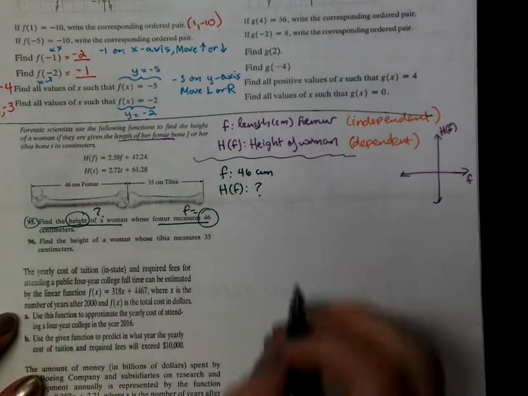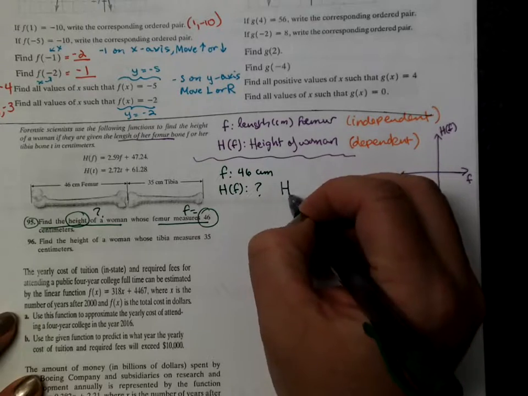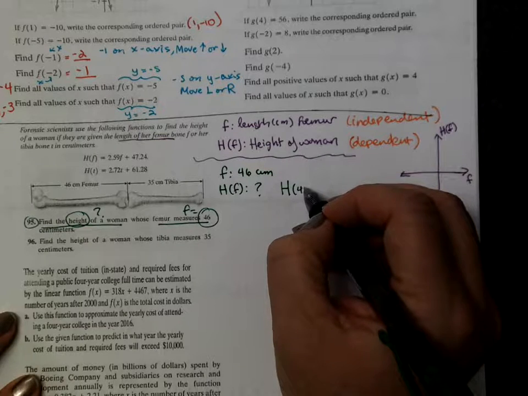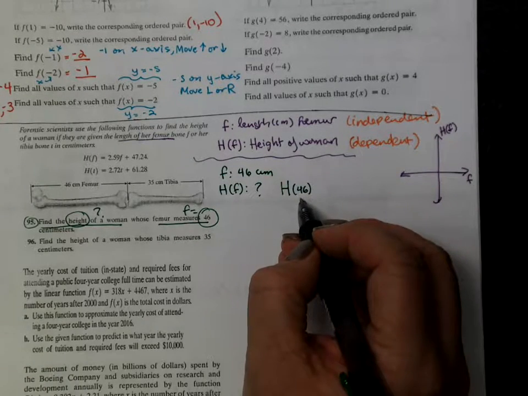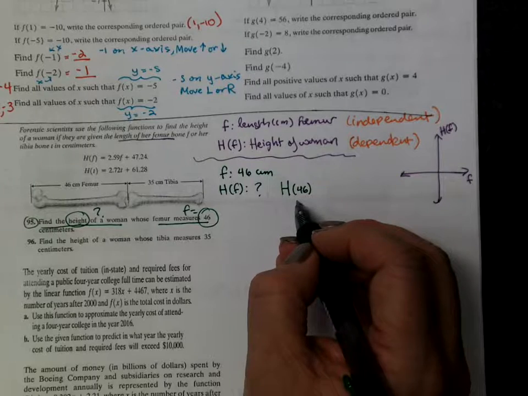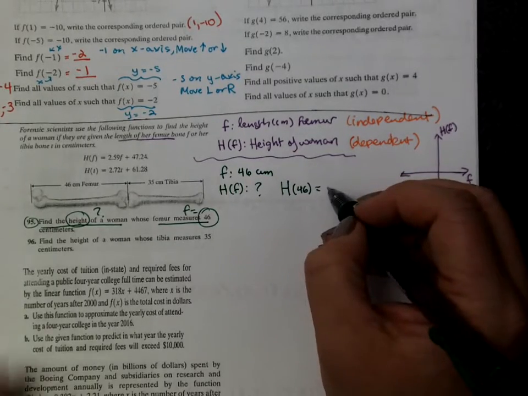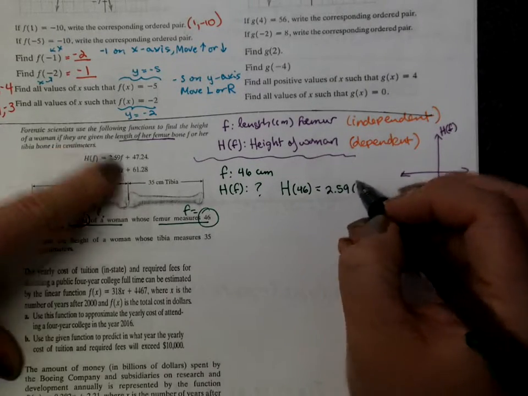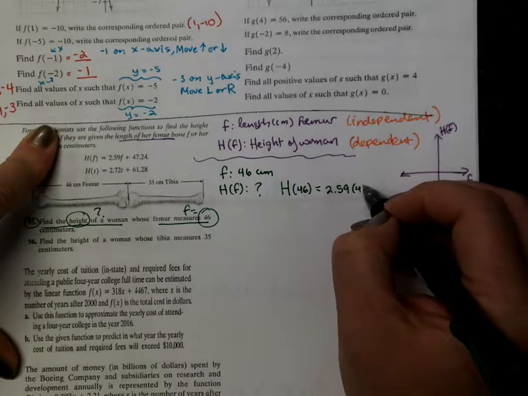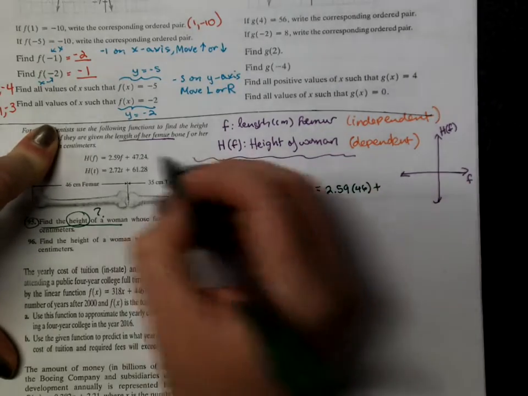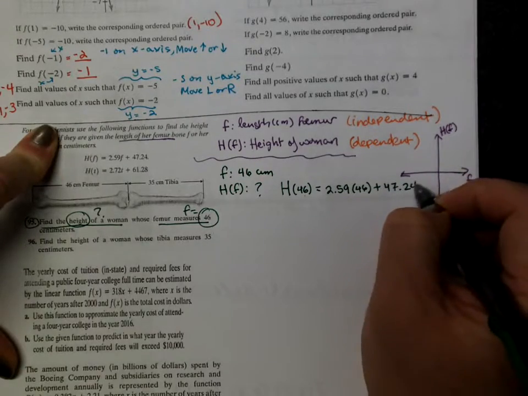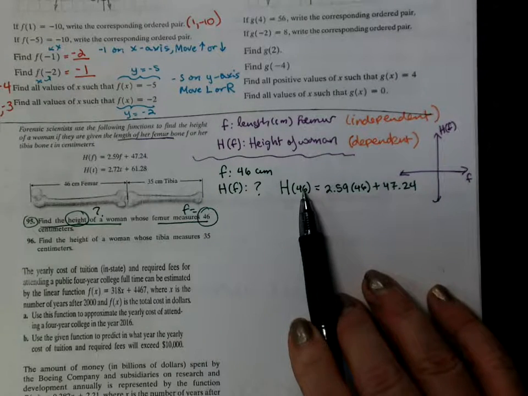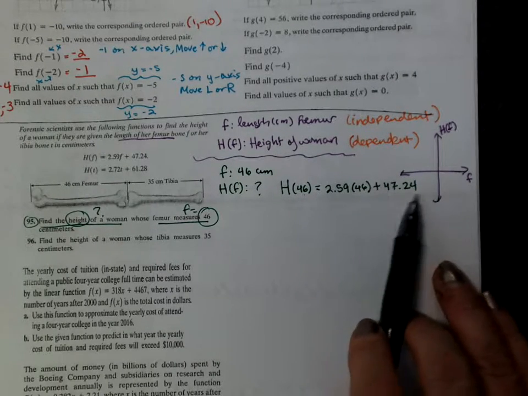Now, what we don't know is the height, but we do know the femur is 46. So we want to find what is the height when F equals 46. So we're trying to find H of 46. And so that function is 2.59 F, so we plug in that 46 for F, plus 47.24. So the height of the woman who has a 46-inch femur is 2.59 times 46 plus 47.24.